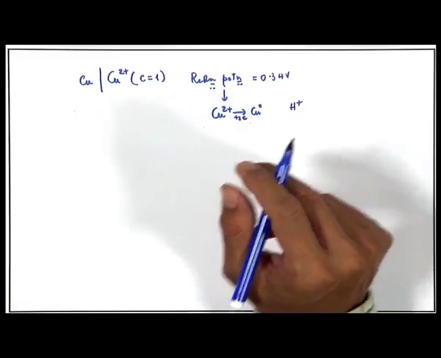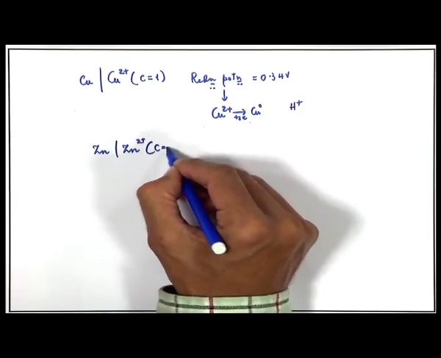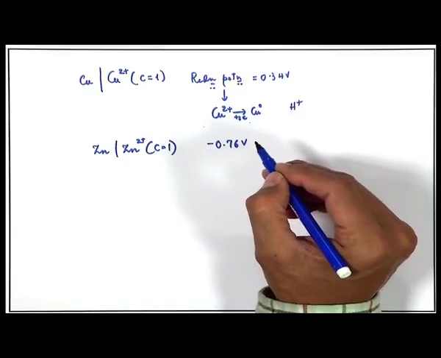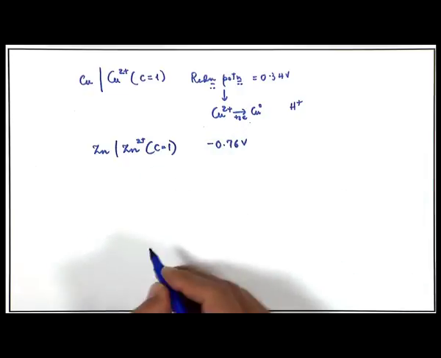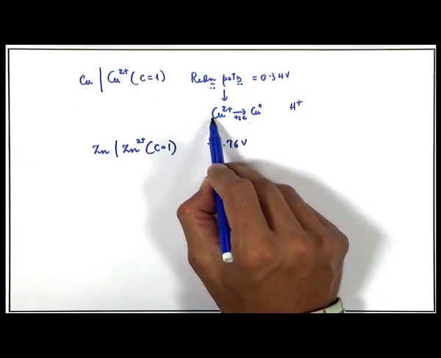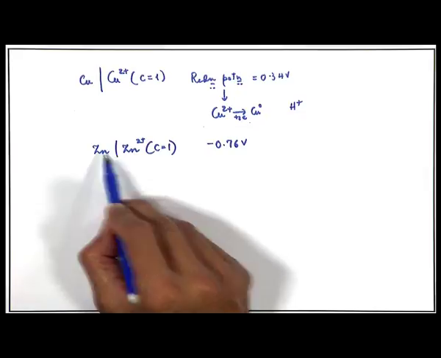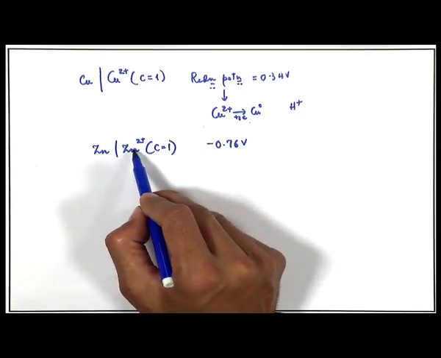Now, in the other case, the negative reduction potential for the zinc system, zinc 2 plus with concentration equal to 1, is minus 0.76 volt. It indicates that H plus ion can oxidize zinc to zinc 2 plus, or zinc can reduce H plus to H2. So reduction of copper to copper 0 by H plus is not possible, but reduction of H plus to H2 or oxidation of zinc to zinc 2 plus is possible.